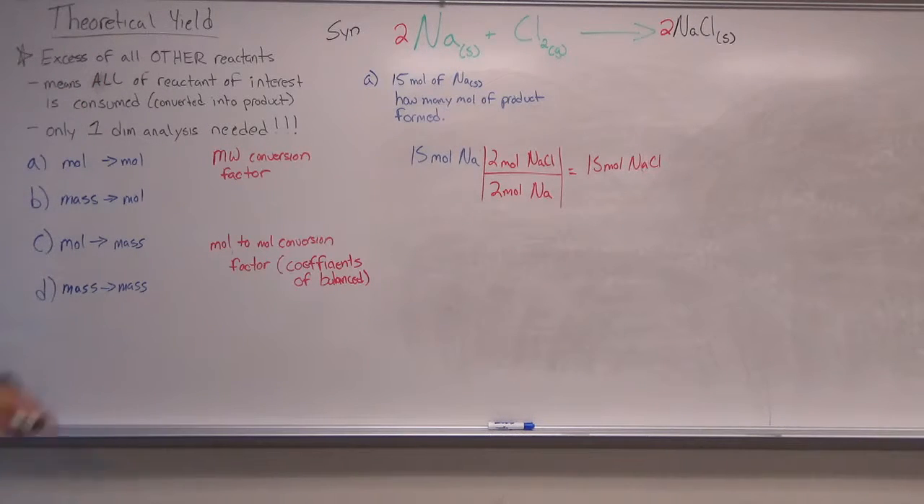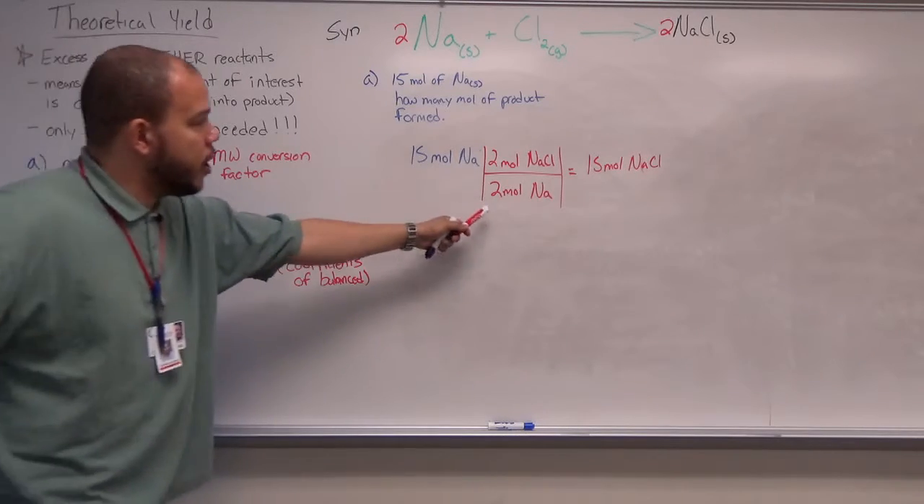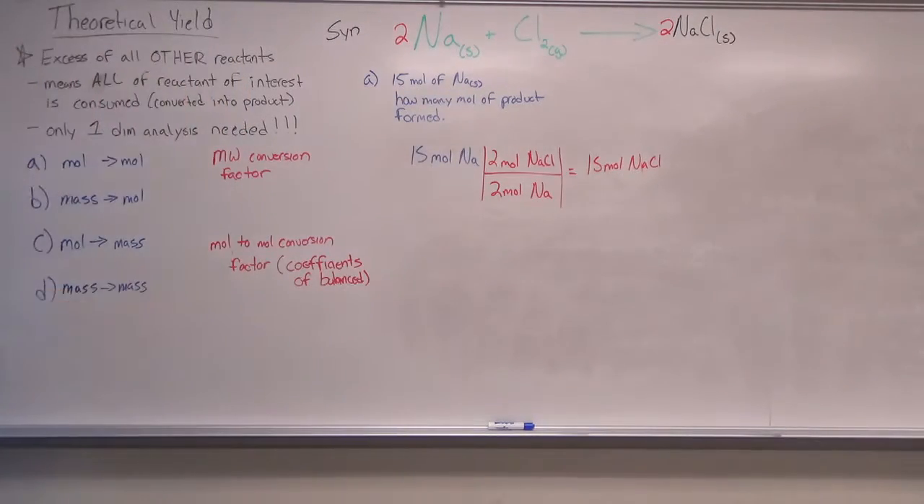Mole to mole. You have to be given a number of moles. You have to be able to balance, predict products, and then use the conversion factor, do the multiplication, and come up with an answer. And those 2's came from the balanced equation. Yes, that's why I have them in red, and that's why I have mole to mole conversion in red.